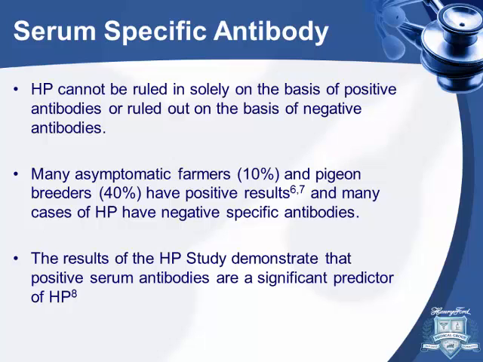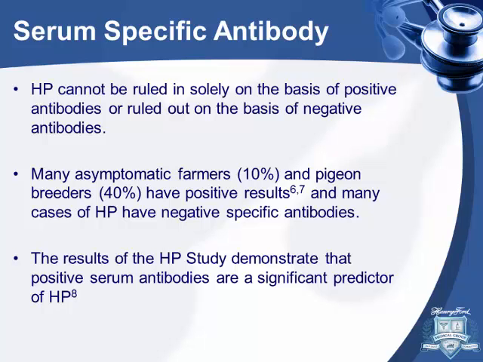So going back, how does this come into our talk? It doesn't rule it in or rule it out. You can have a lot of asymptomatic farmers, 10% of them might have a positive antibody. 40% of actual pigeon breeders might have a positive antibody. And of course, a negative result does not mean that you don't have HP. So it's kind of putting it all together.